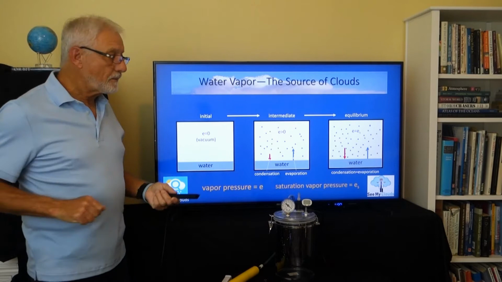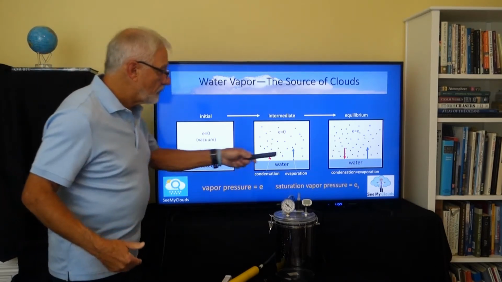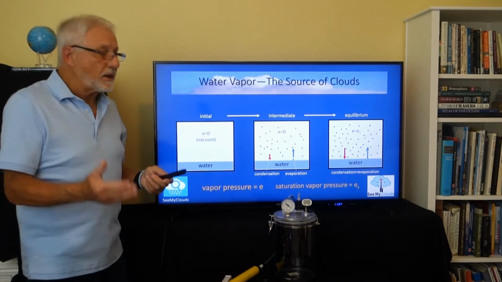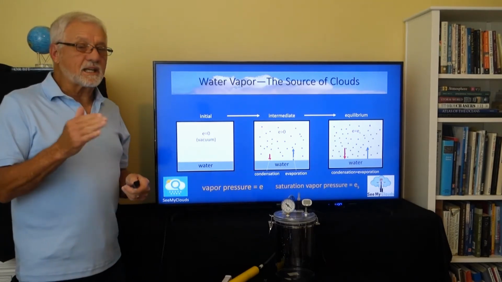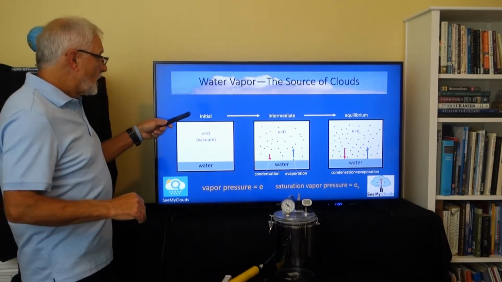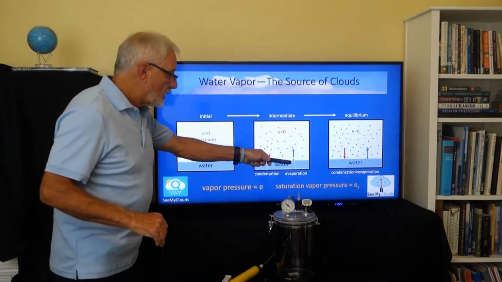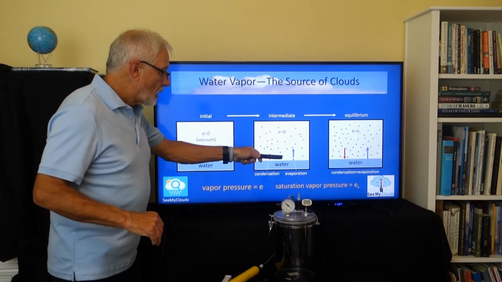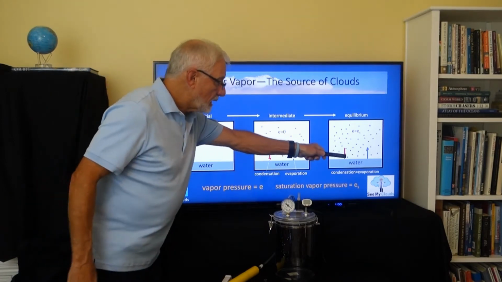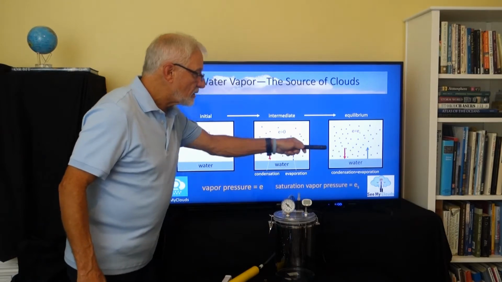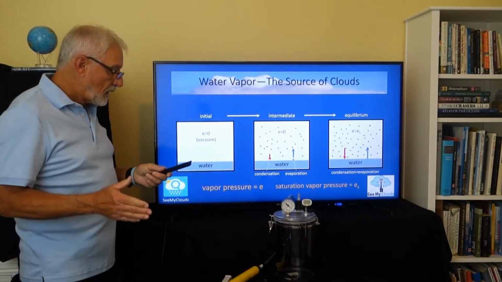We have an equilibrium, and we call that equilibrium that has a certain saturation vapor pressure. We call that E sub S here, just to keep track of what we're doing. So we start out initially with nothing. In the intermediate stage, we have the evaporation exceeding the condensation, and over here we have the evaporation equal to the condensation on the surface, and at that point we have an equilibrium.